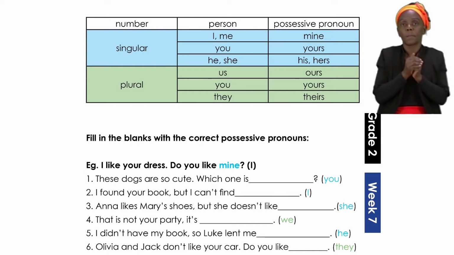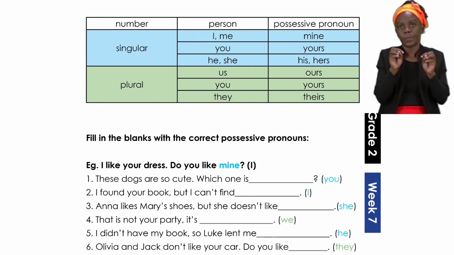Let's do number 4 together. Number 4 says, let's read together, grade 2s. That is not your party. It's dash. Let's read it again. That is not your party. It's dash.